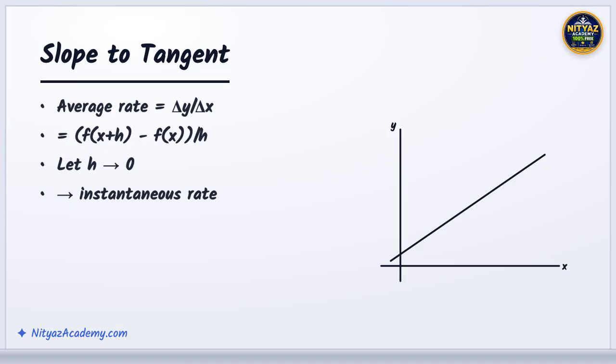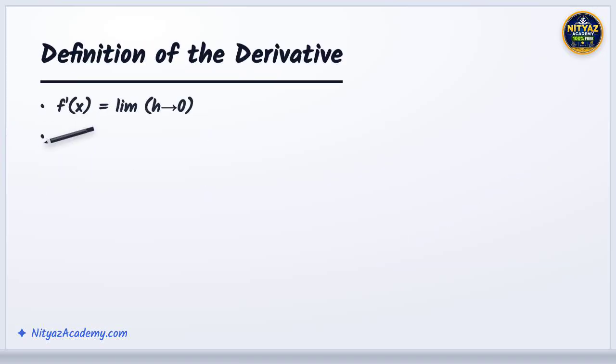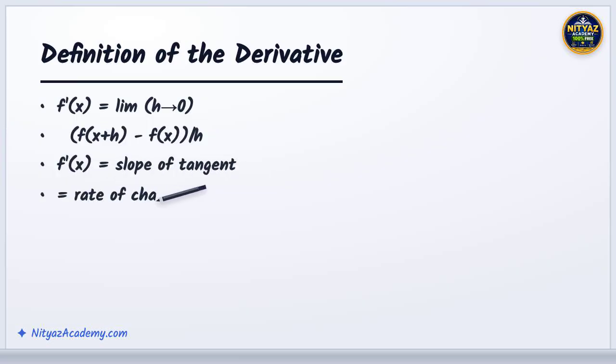single point. That limit has a name, the derivative, written f prime of x. It equals the limit as h approaches 0 of f of x plus h minus f of x all over h. Geometrically, it's the slope of the tangent line. Physically, it's how fast the function is changing right at that instant. This one idea drives all of calculus.